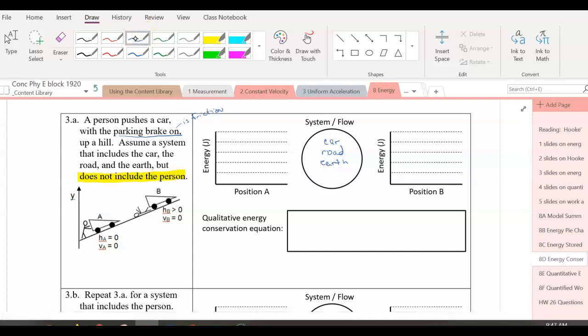Okay? So a person has chemical energy, right? And so I'm not going to show any chemical energy. At the beginning, the car is at rest. They're telling me V is 0, and it's on the ground. And then at position B, it's at rest. And I'm saying that because they're telling me the velocity there is 0, but it's at a higher position.